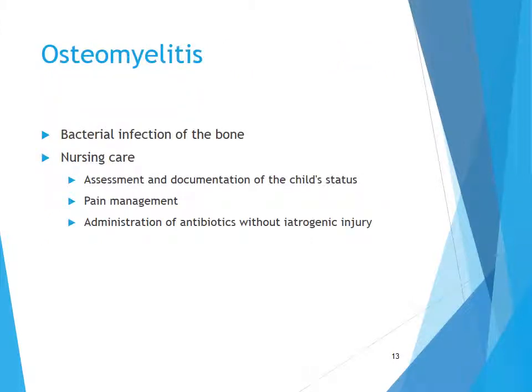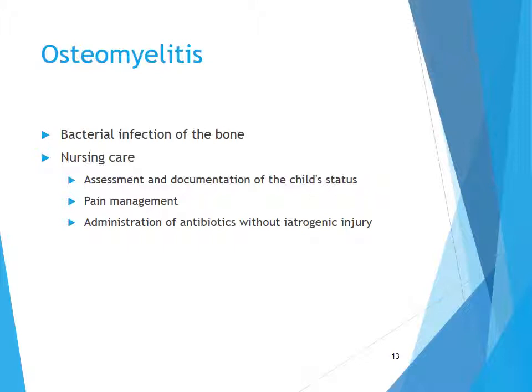When we talk about osteomyelitis, we're talking about bacterial infection of the bone. It involves the cortex or marrow cavity. Considered chronic if the infection persists longer than a month or does not respond to the initial antibiotic protocol. The most common bacteria is Staph aureus.